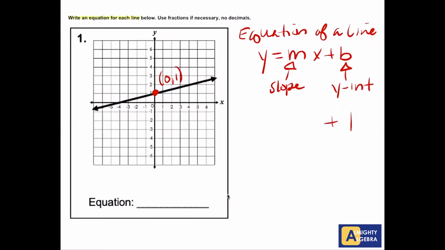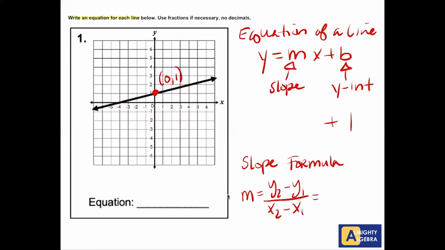The slope is not so easily visible. I can see that this line is going uphill, so the slope is going to be a positive number, but what exactly is the slope going to be? We're going to need the formula for slope. It is on your formula sheet. m equals y2 minus y1 over x2 minus x1.